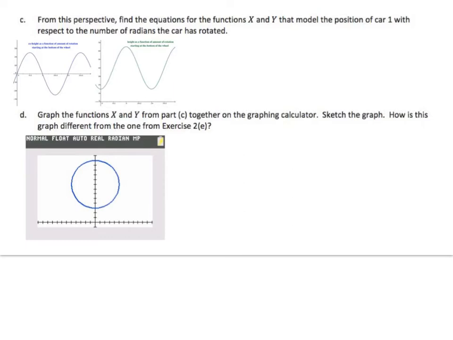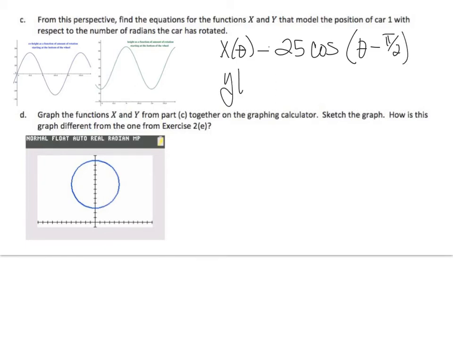If we look at x, which is our co-height, x of theta, we're still at an amplitude of 25 cosine, but as we said, we shifted pi over 2 to the right. And then our height, we still are at an amplitude of 25, with our sine function. We've got the same shift, but we have a vertical translation of 40.